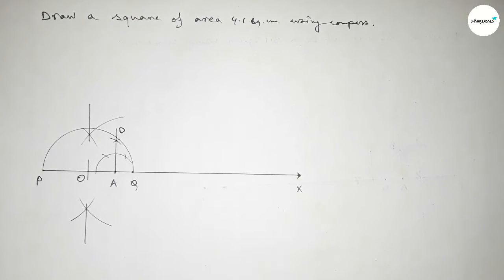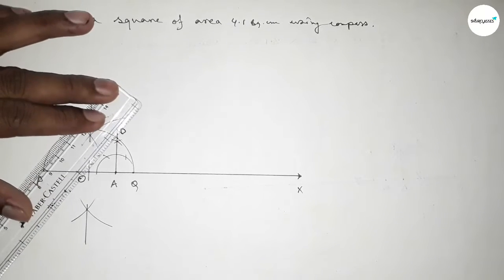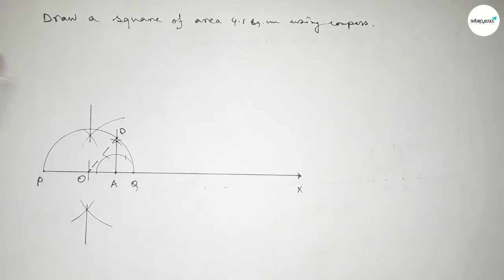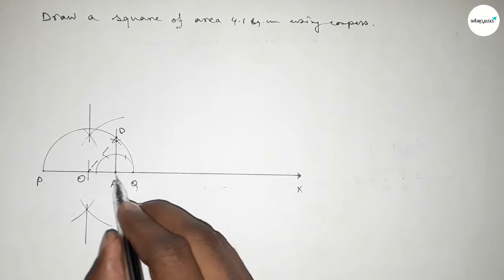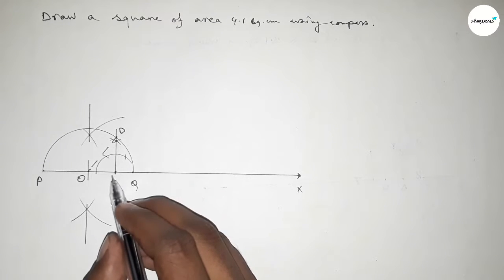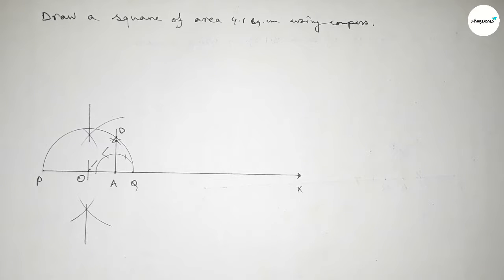So taking here point D. Now joining O and D, which is the radius of the semicircle. Now from right angle triangle OAD, OD equal to hypotenuse, OA equal to base and AD equal to height, and the value of AD equal to root 4.1 centimeter.